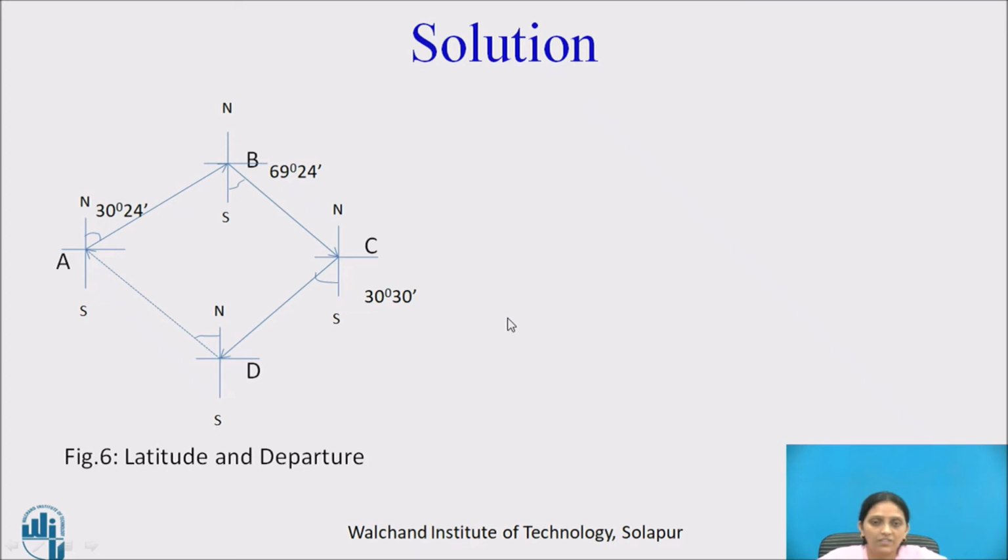Now we will continue with our traverse diagram, the calculation of latitude and departure. See, the line AB has horizontal and vertical components, latitude and departure, shown here in red. This latitude is plus because it is towards north and departure is towards east. So both are in the northeast quadrant, so both are positive. Consider line CD. This is the latitude and departure of line CD. Departure is towards the west, so it is negative, and the latitude is towards the south, so it is negative. So it is a case of the southwest quadrant, where both latitude and departure are negative.